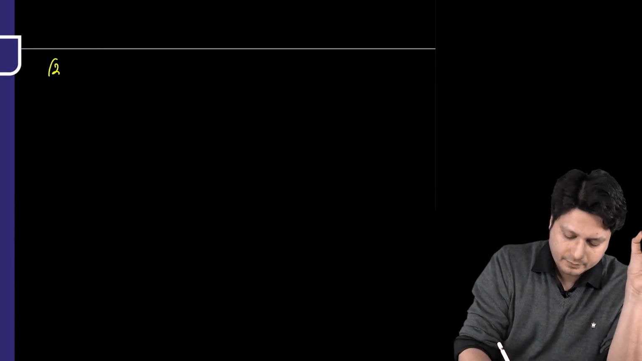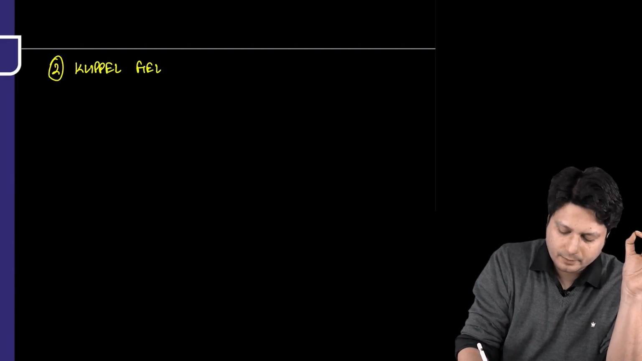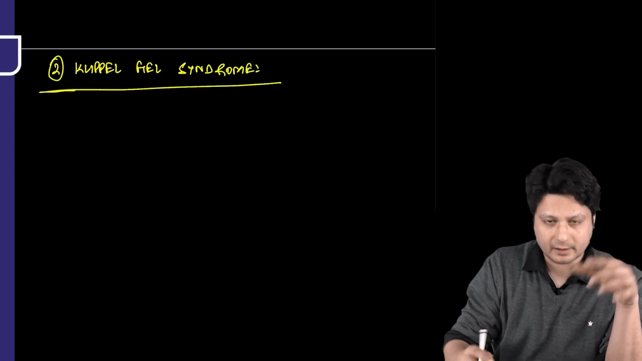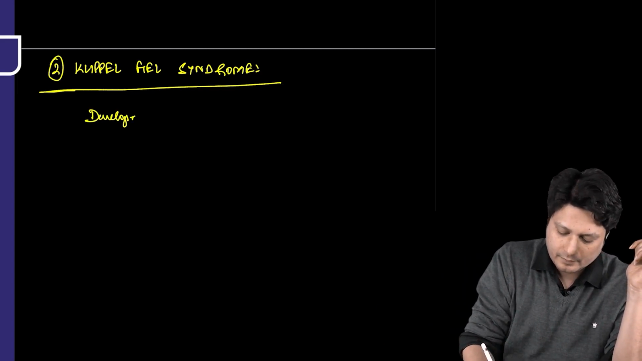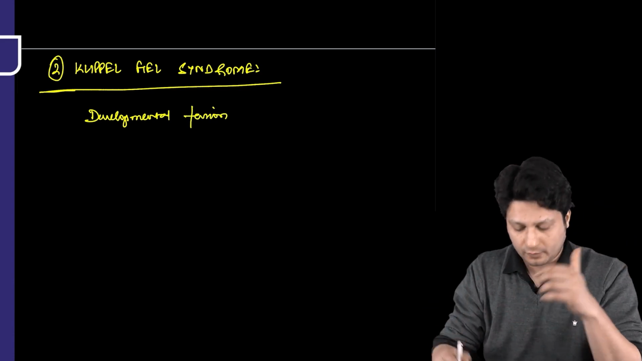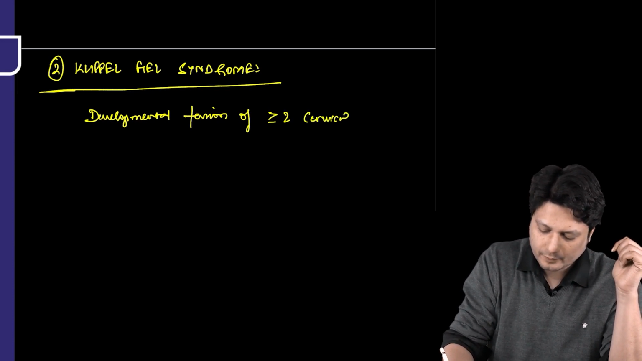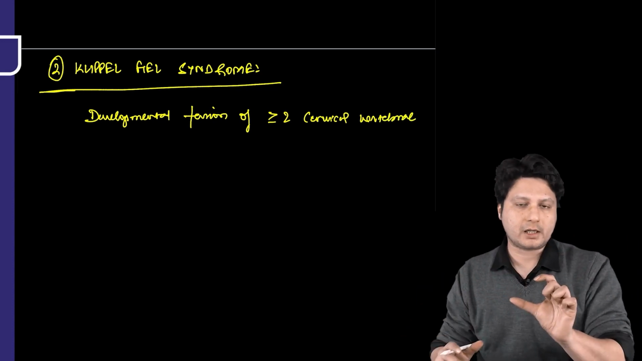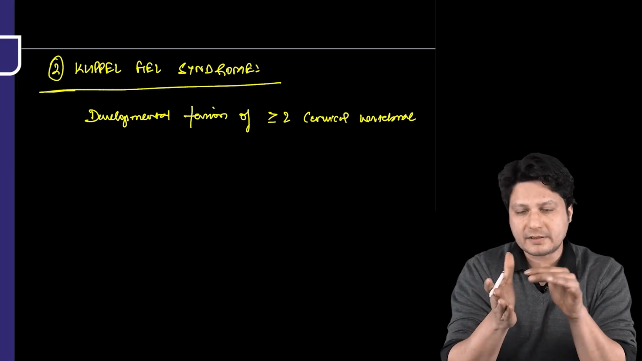The second one is Klippel-Feil syndrome. Now, what is Klippel-Feil syndrome? What is the definition? It is the developmental or congenital fusion of 2 or more than 2 cervical vertebrae. When 2 or more than 2 of the cervical vertebrae are fused congenitally, then this is known as Klippel-Feil syndrome. All right. So this is the basic abnormality.